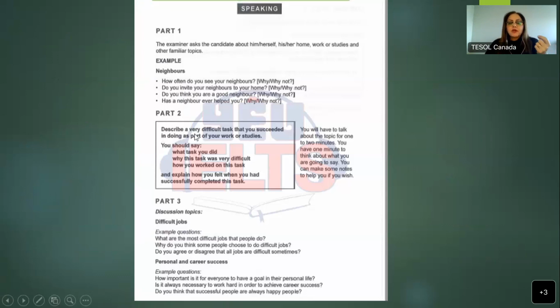Here's that. Describe a very difficult task that you succeeded in doing as a part of your work or studies. Then you should say what the task was, why this task was very difficult, how you worked on the task, and explain how you felt when you had successfully completed this task. The examiner gives you 1 minute to think and take notes. They prepare pen and paper for you. After a minute, you have to answer all the questions on the card and explain everything in 2 minutes. So you have to cover everything.